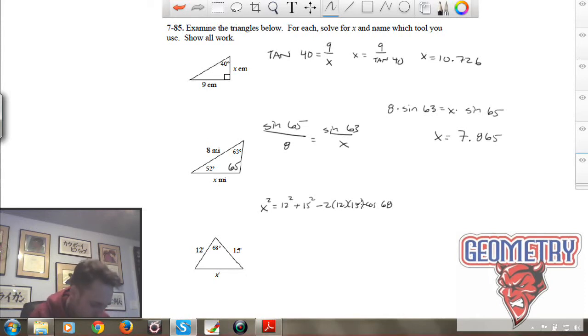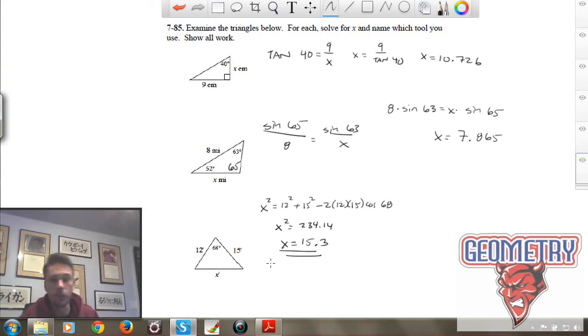So 12 squared plus 15 squared minus 2 times 12 times 15 times the cosine of 68 equals 234.14. Now that's x squared, remember, so we got to take the square root of all that. And I got 15.3.